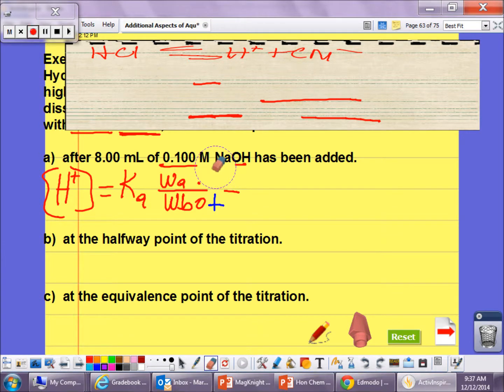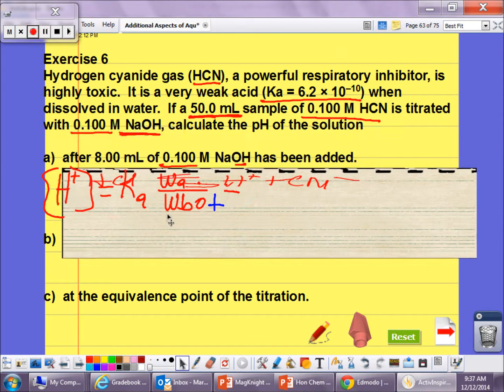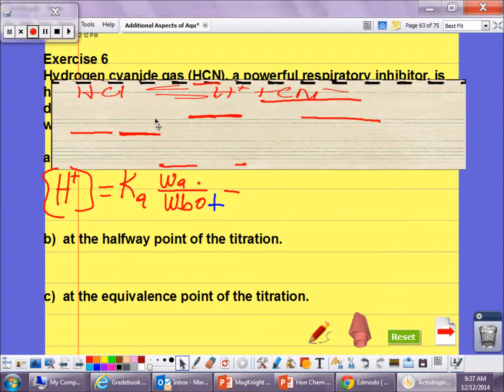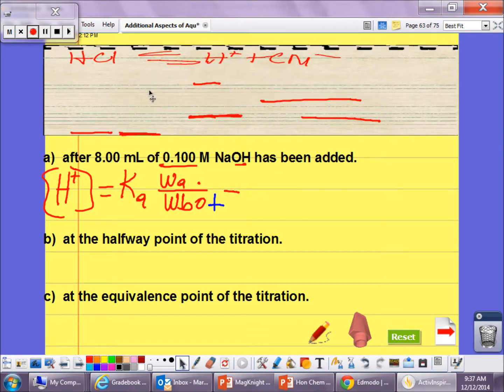Yes, we can do millimoles. Okay, 5 millimoles. So it is 0.1 times 50, which gives you 5 millimoles. Let me repeat. Whenever you start adding, make sure you go to moles. You have to, because you are changing the volume.